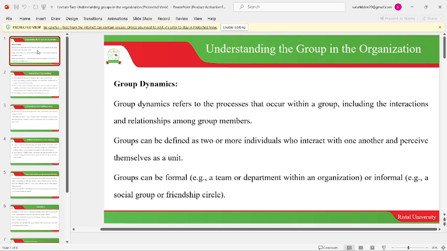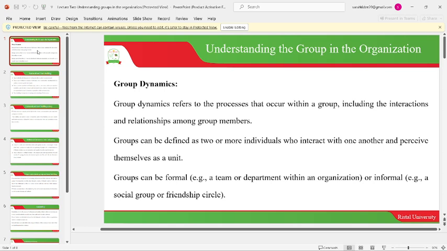So, in today's lecture, we are going to look at understanding group dynamics. In last Tuesday's lecture, we looked at the introduction to organizational behavior, in which we covered the different theories under organizational behavior, and some theories of motivation. So in today's lecture, let's look at understanding the group in organization. Group dynamics.